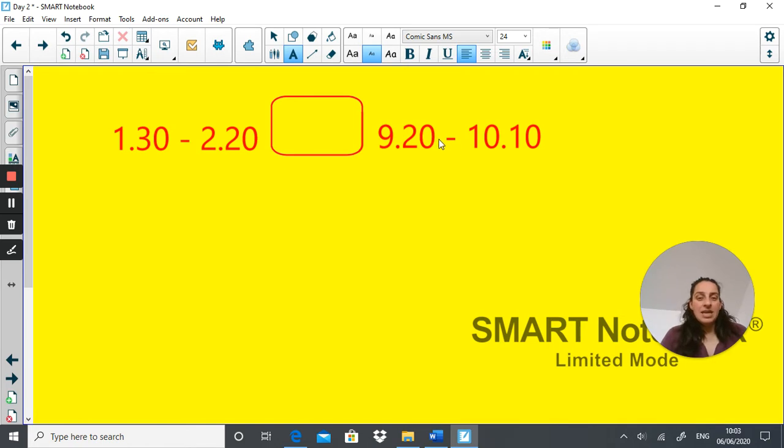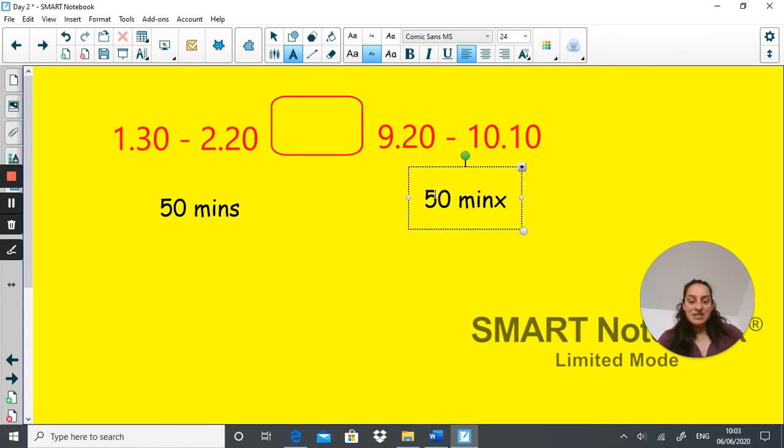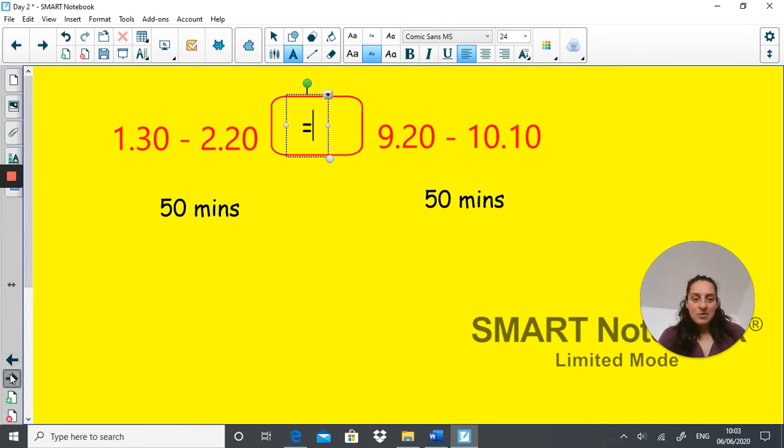So here is an example for you to work on. 1:30 to 2:20 and 9:20 to 10 past 10. So what should the symbol be that goes in there? Pause the video and have a go. Right, so the elapsed time between 1:30 and 2:20 is 50 minutes. And the elapsed time between 9:20 and 10 past 10 is 50 minutes. So the sign that should go in here should be equals. So you got that right. Well done, good job. Let's see what's next.